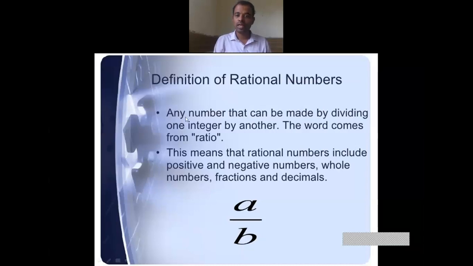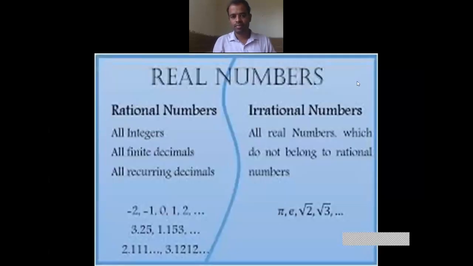Once again, I'll tell it. A rational number is any number that can be made by dividing one integer by another. The word comes from ratio. This means that rational numbers include positive and negative numbers, whole numbers, fractions, and decimals.